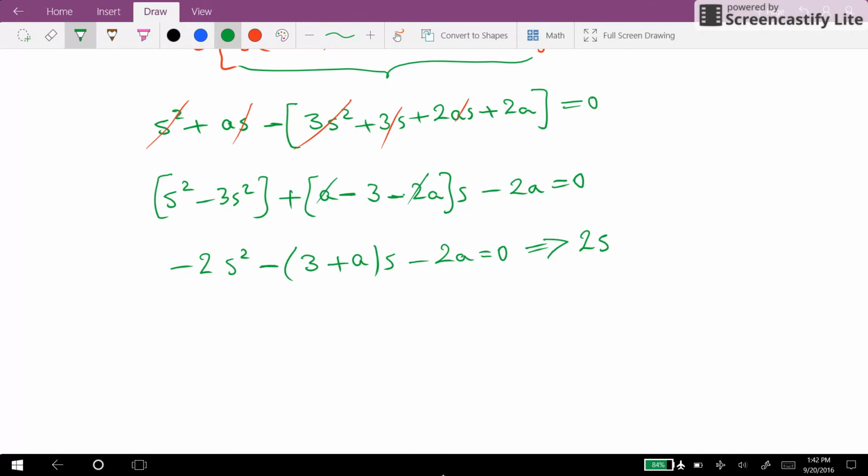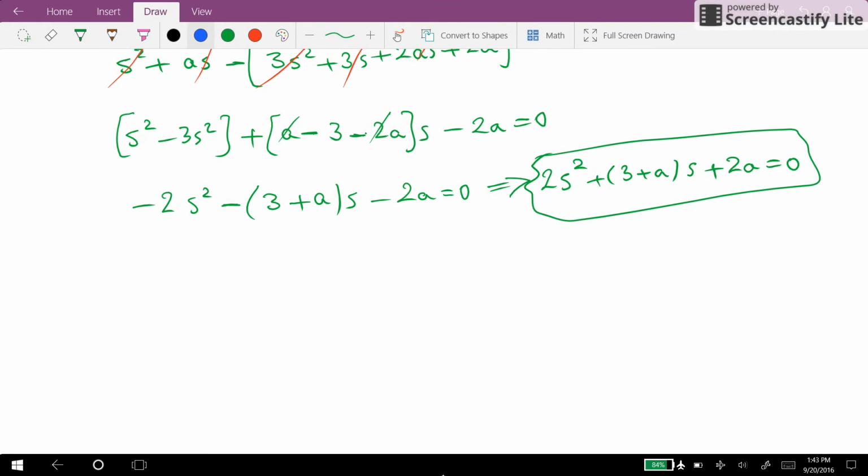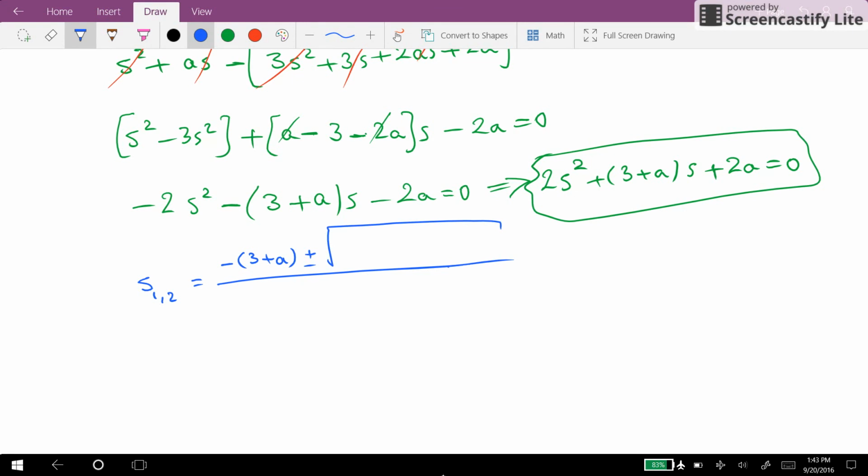So if we multiply both sides by a negative sign, we will have 2s squared plus 3 plus a times s plus 2a equal to 0. And now we need to find the roots of this polynomial. It will have two roots, s1 and s2, which could be obtained as minus b plus minus square root of b squared minus 4 times a times c over 2 times a. So we will have what you can see here.